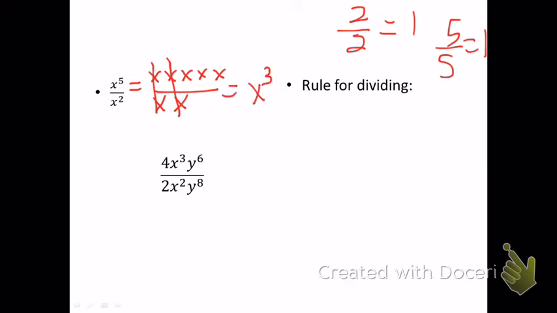Now look at the exponent. Can we come up with a rule? X to the 5th divided by x squared gave me x cubed. So really all we're doing is subtracting our exponents.